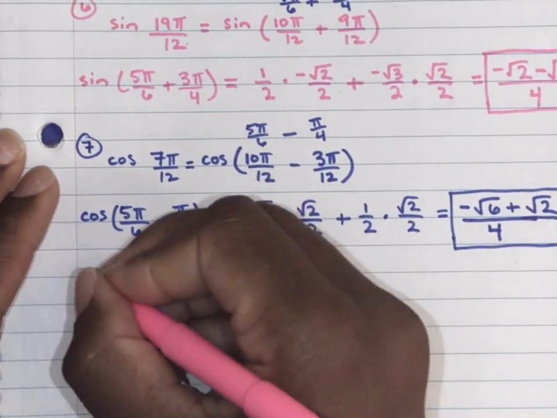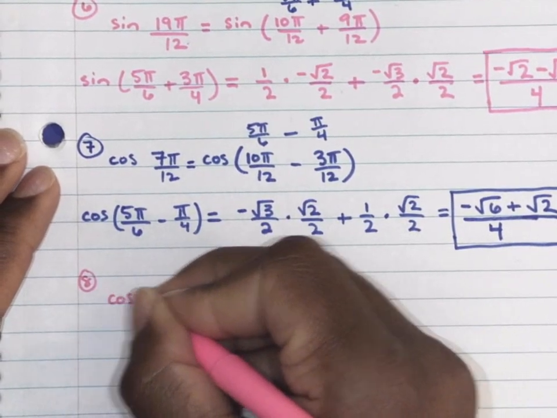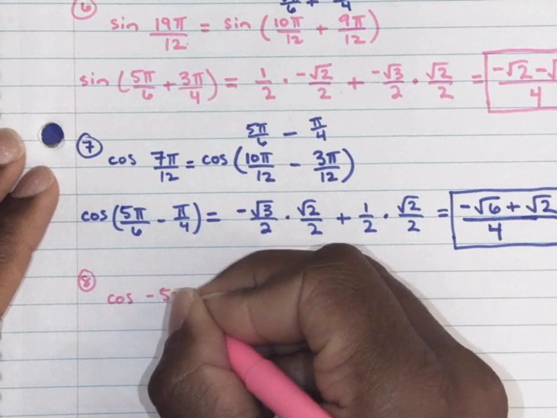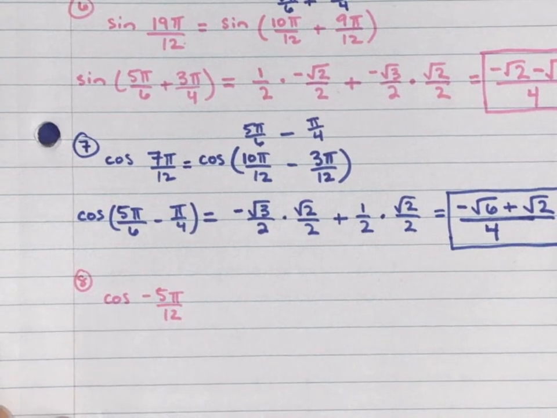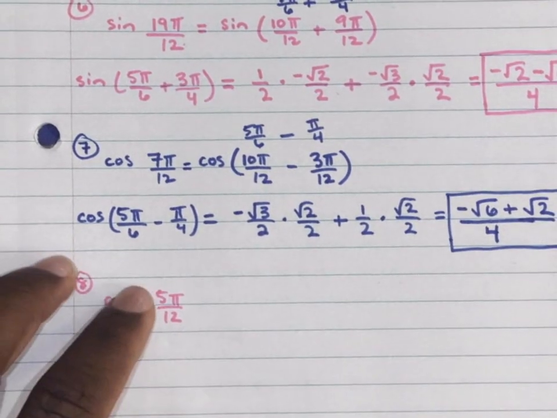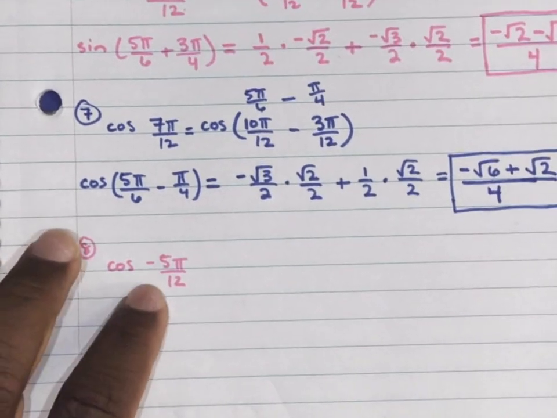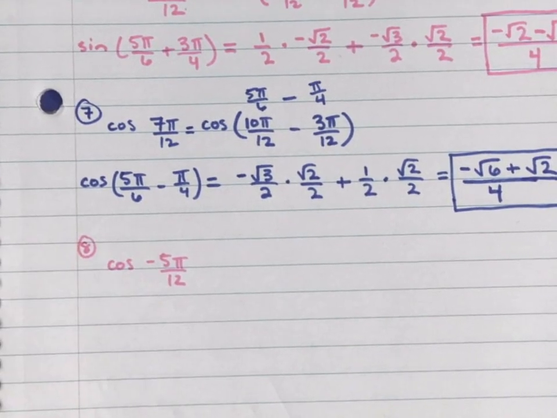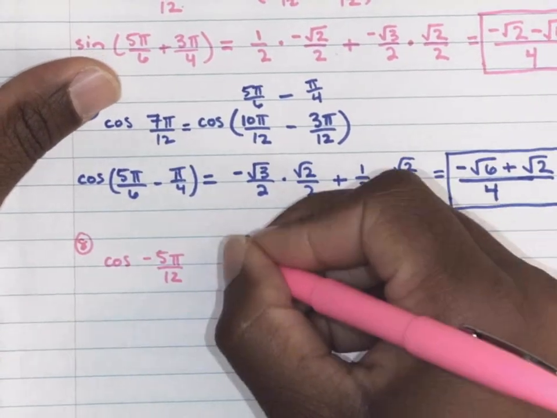Number 8, cosine of negative 5 pi over 12. And look, these could be degree measures. I feel like we feel pretty good about the degree measures, so I just opted to choose some radian measures. But like I say, you can convert these to degrees. I tell you what, for this one, let's convert this to degrees, see what we come up with.